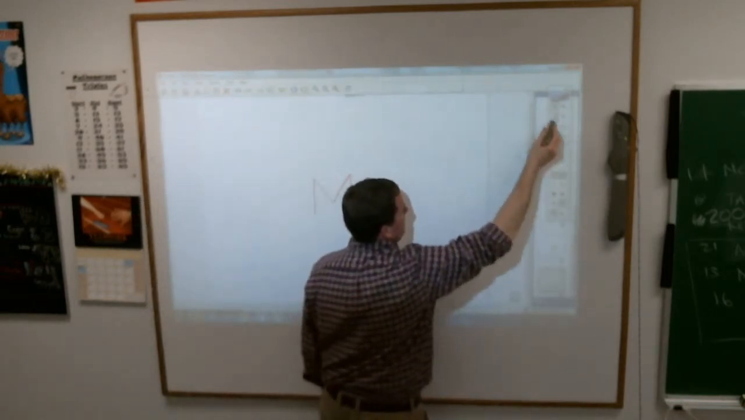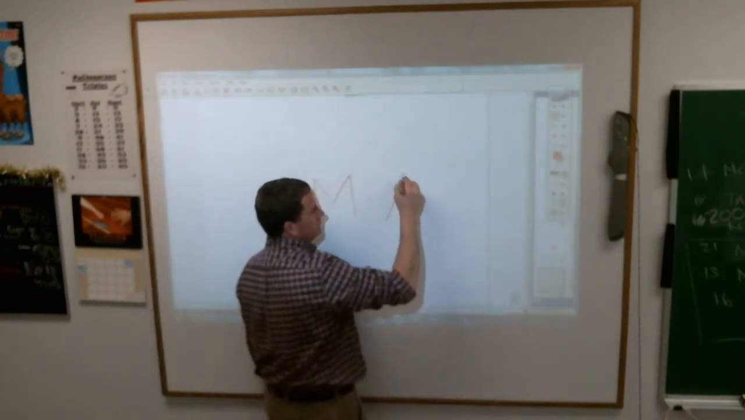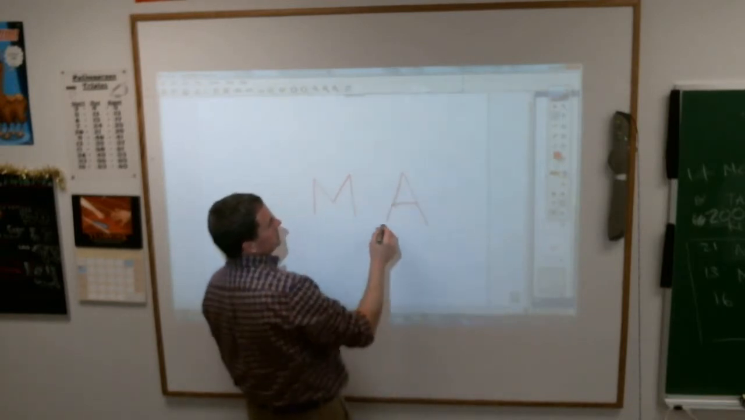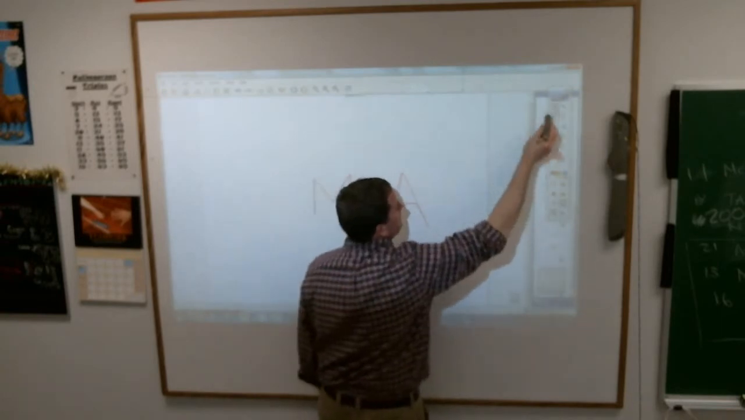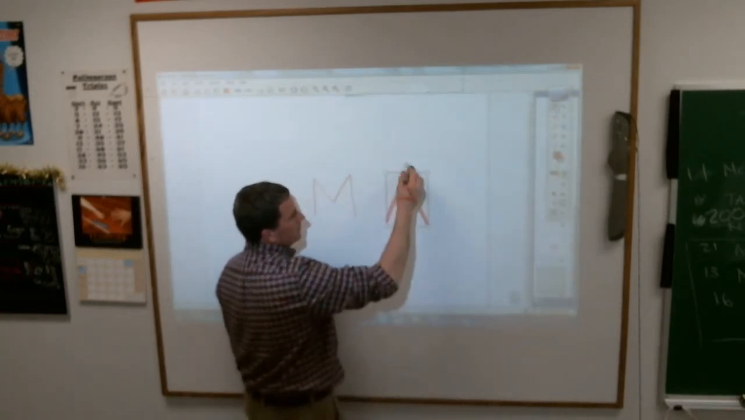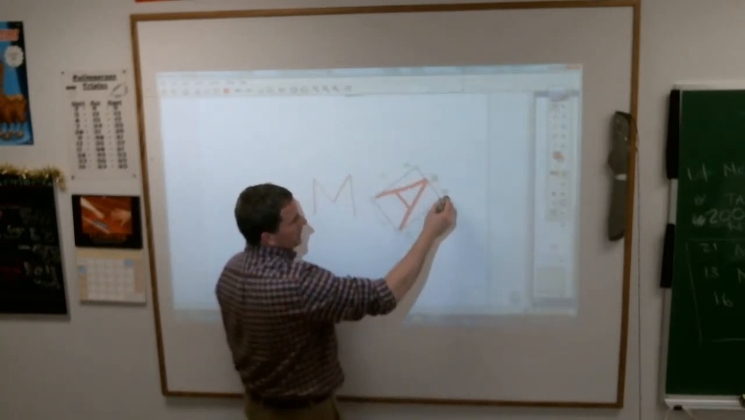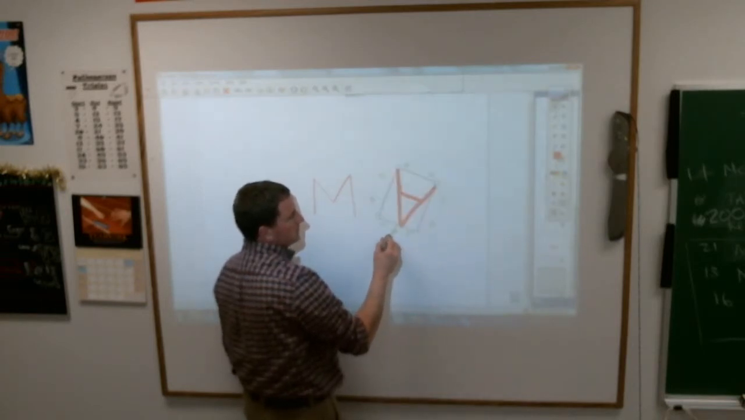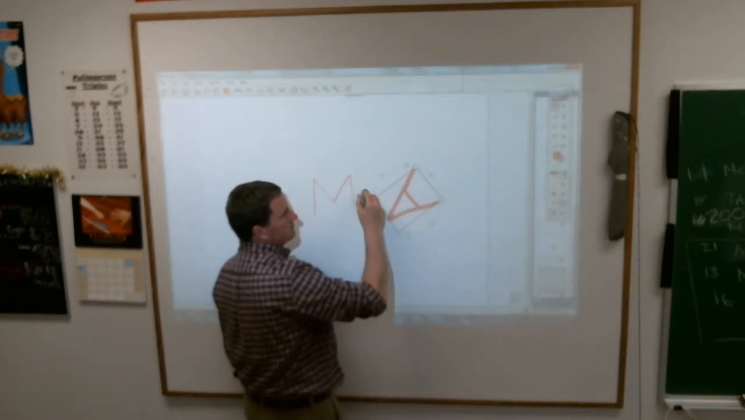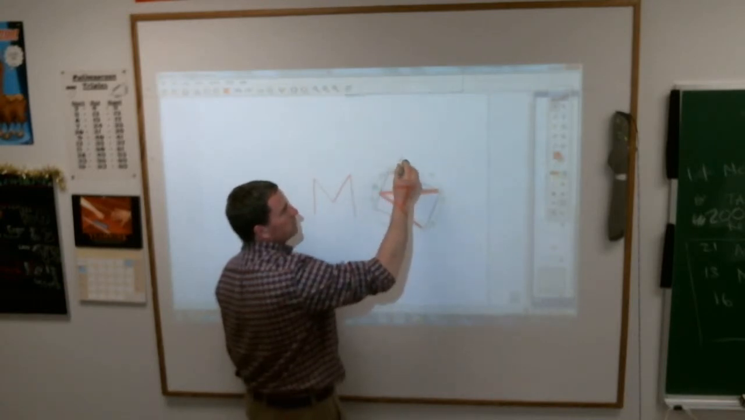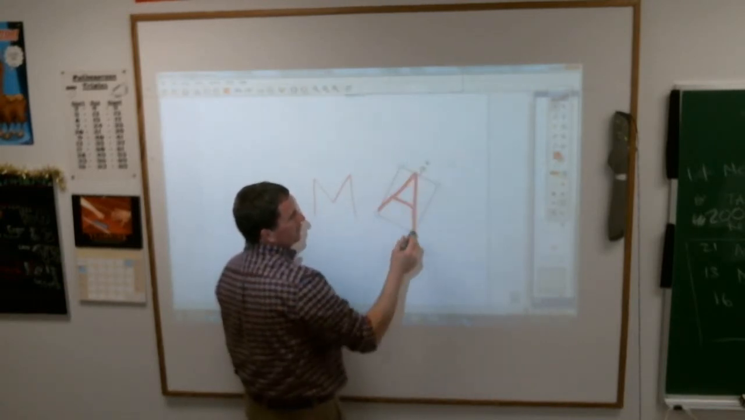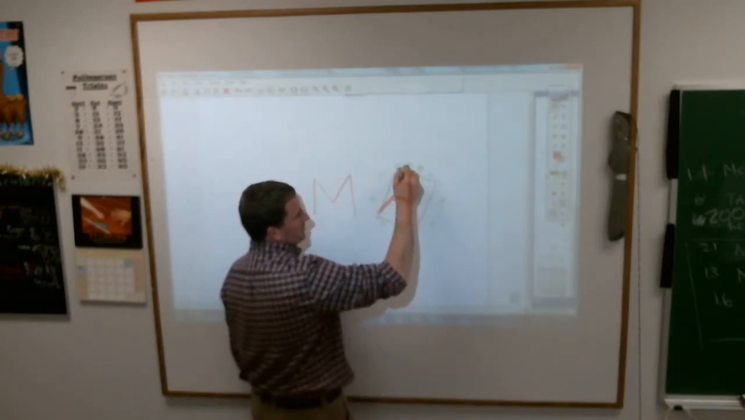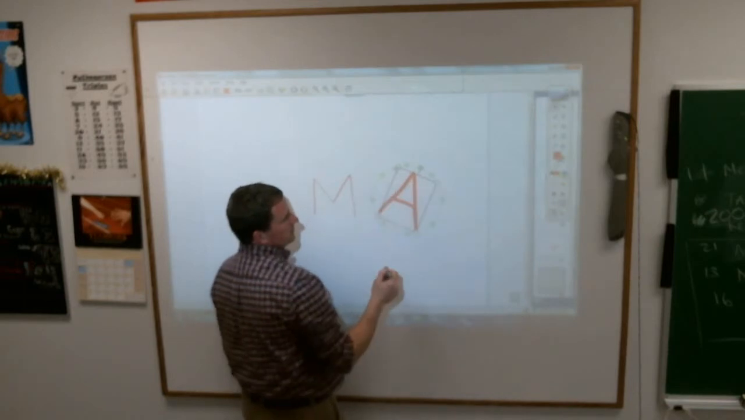How about the letter A? I'm going to do this. Rotational symmetry? Does it look like an A? No, A, no, A, no, A, no. It's kind of slow. No rotational symmetry. But what if I asked you if it had reflective symmetry, which is what we talked about before?